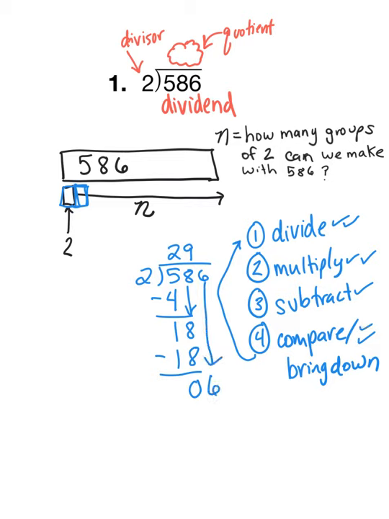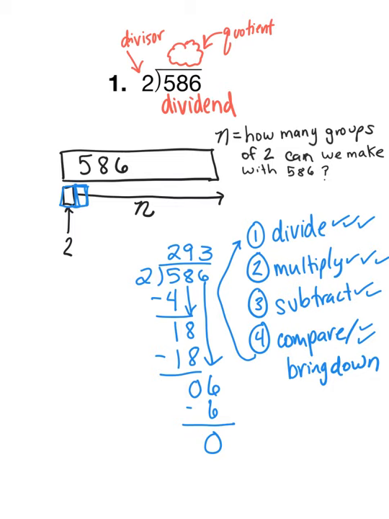Now my last step is divide one more time. 6 divided by 2 is 3. Multiply 3 times 2. 3 times 2 is 6. Subtract. And I have no remainder.